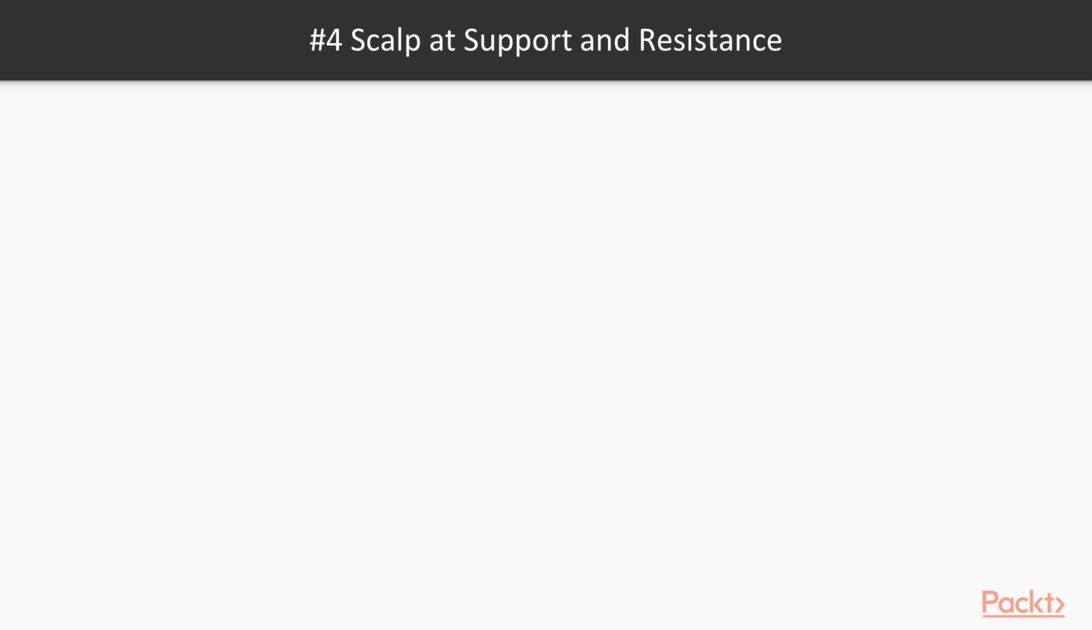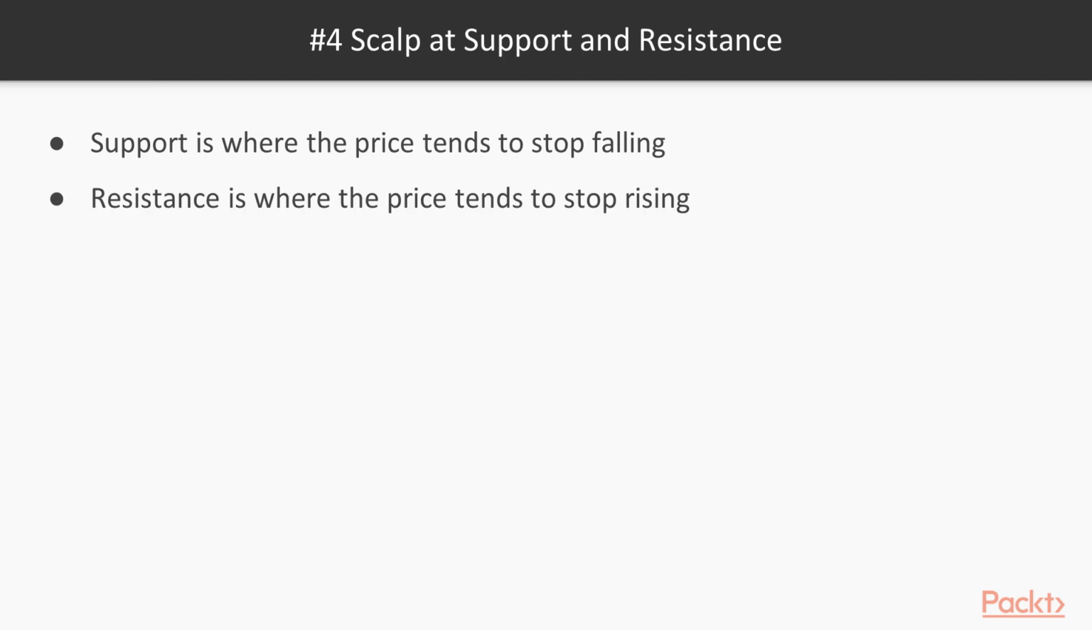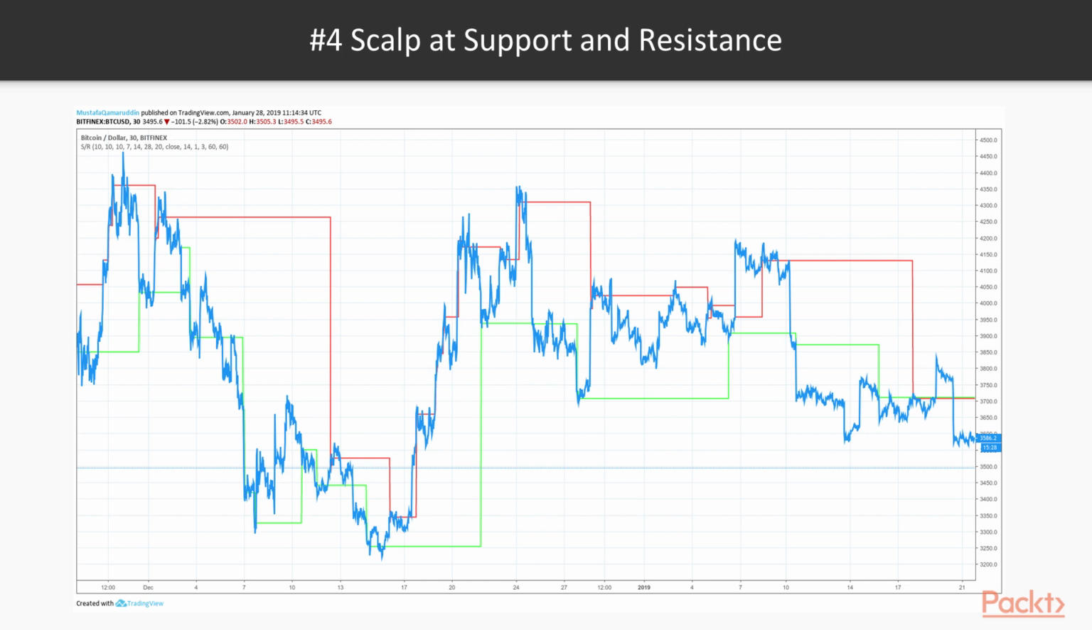So the last strategy in today's discussion of scalping strategies is number 4, scalp at support and resistance. Support is simply where the price tends to stop falling. On the other hand, resistance is where the price tends to stop rising. So these indicators are linear in nature. You can see that they are represented using a straight line over an interval of time. So the idea here is very simple. Whenever the price falls below any of the green lines, which represent the support lines, we issue a long position.